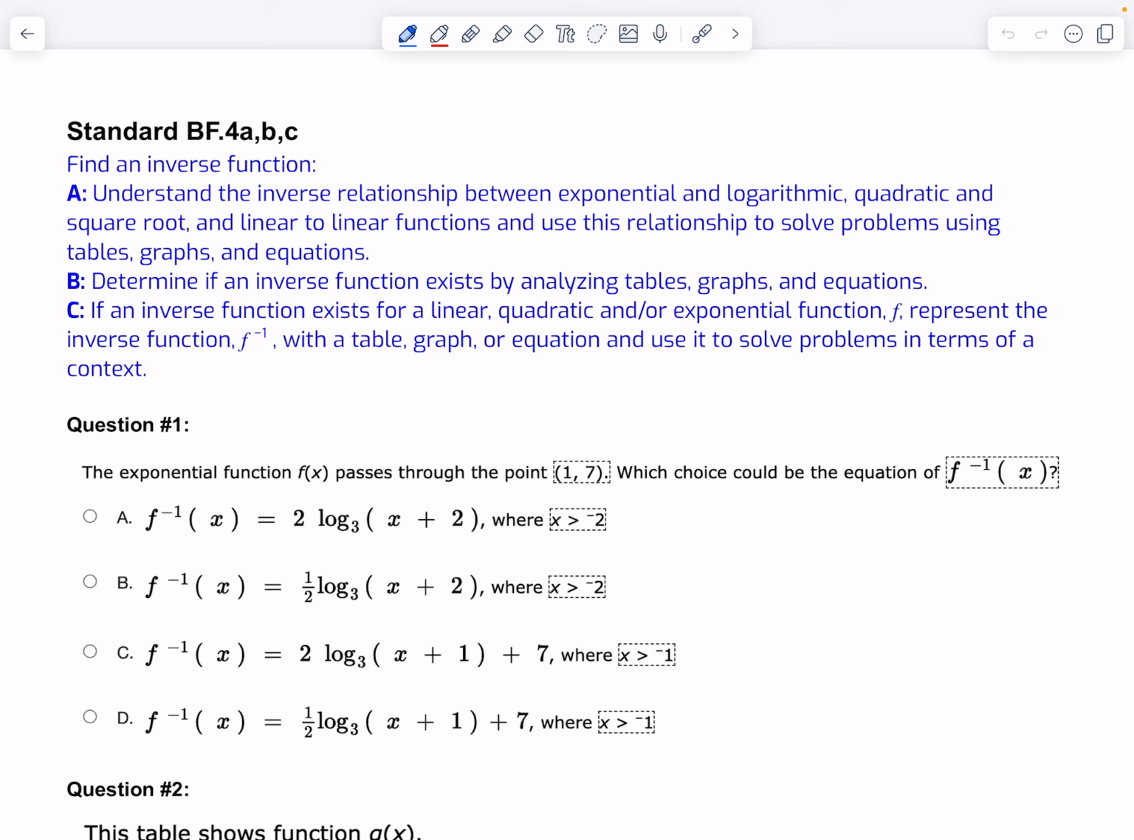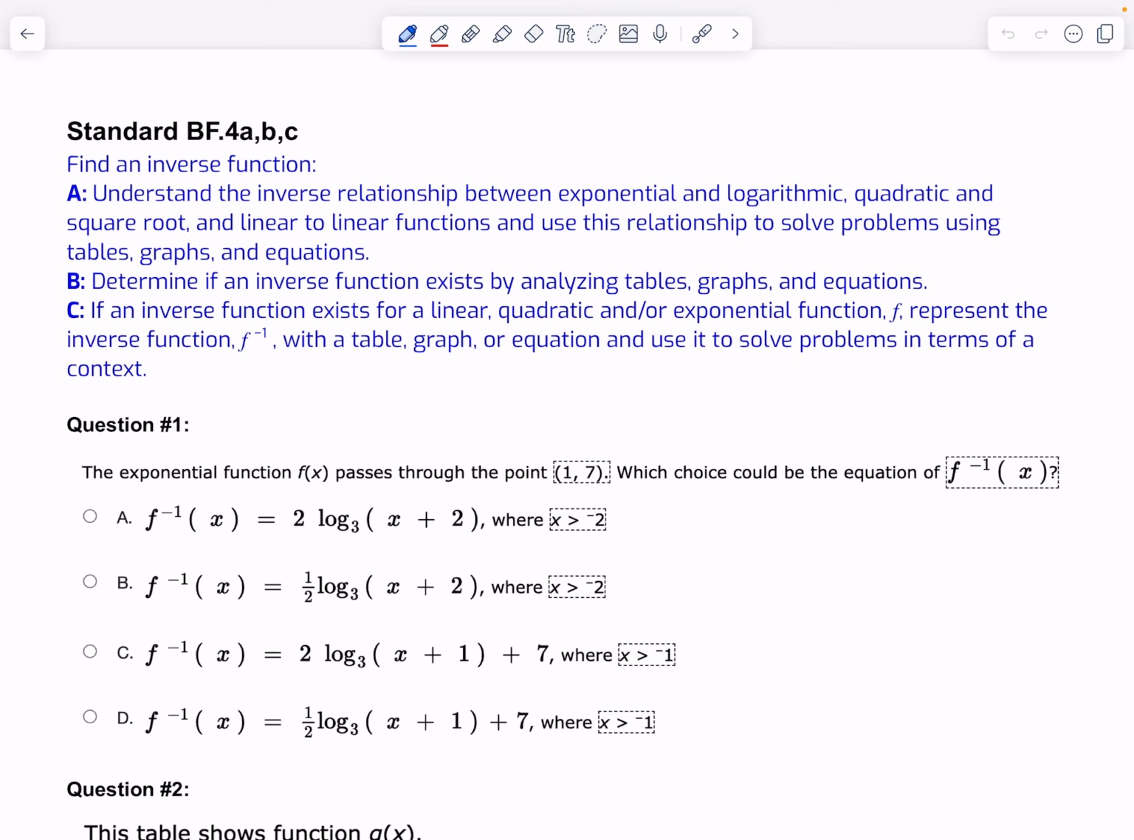The standard BF.4b is determining if an inverse function exists by analyzing tables, graphs, and equations. And BF.4c is if an inverse function exists for a linear, quadratic, and/or exponential function f, represent the inverse function f^-1 with a table, graph, or equation, and use it to solve problems in terms of a context. So notice three big standards cover inverse functions, so there's lots to talk about with these.